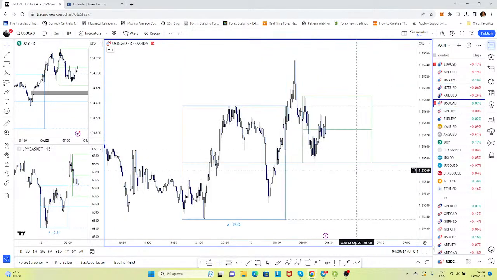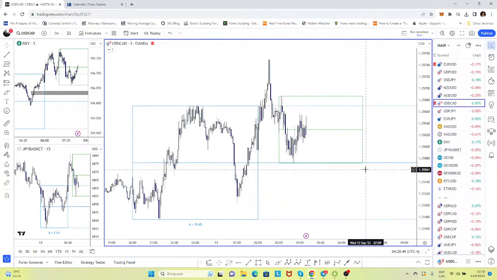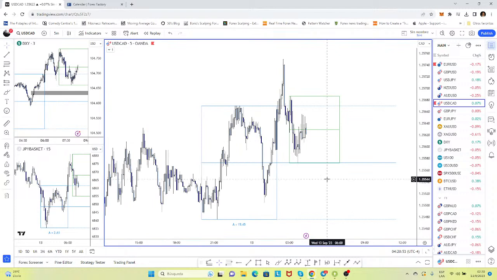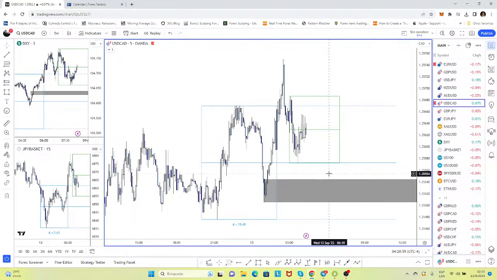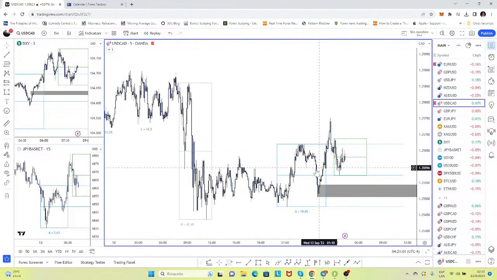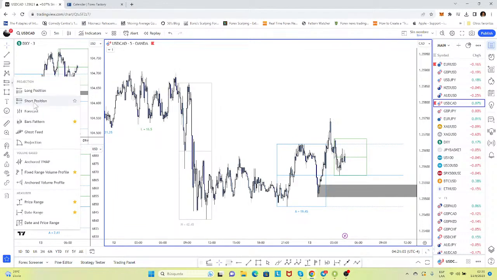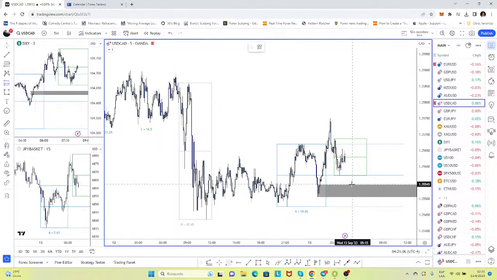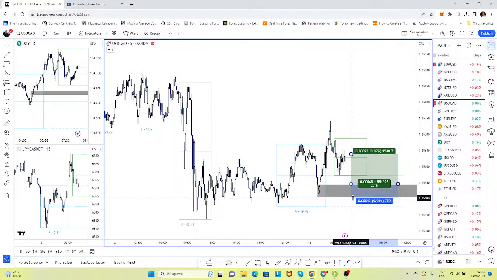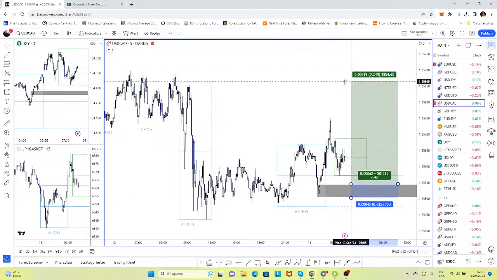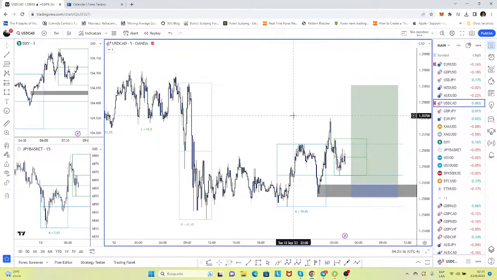USD CAD. So here was my idea on the US dollar Canadian dollar, right? I was looking at this particular level for longs on the USD CAD, right? So this might yield a 7R, right? I'm uncertain if I am going to take it.